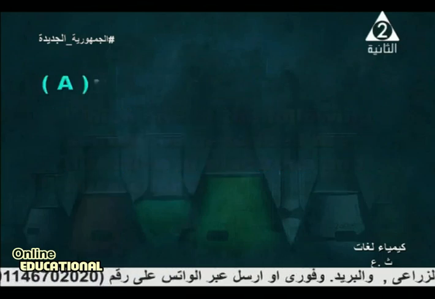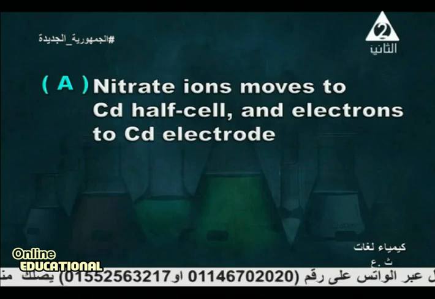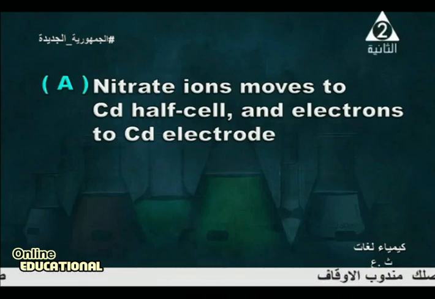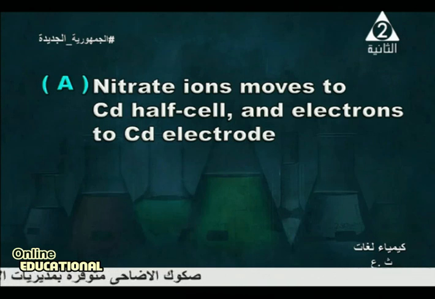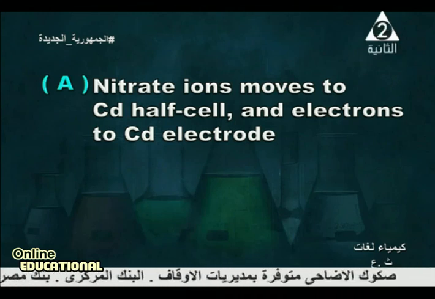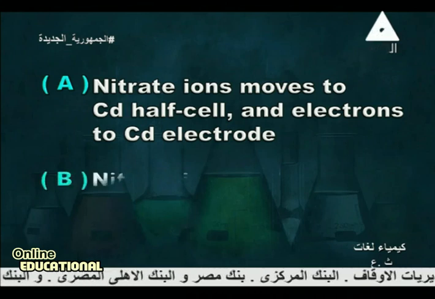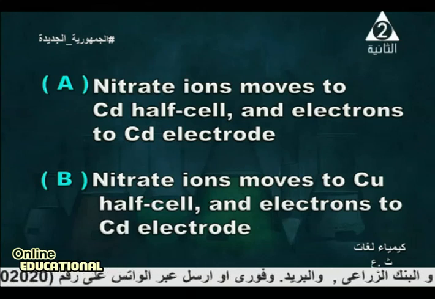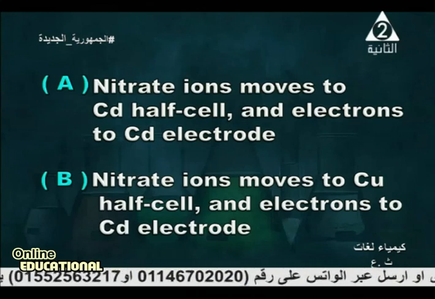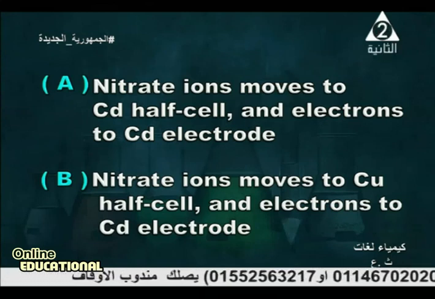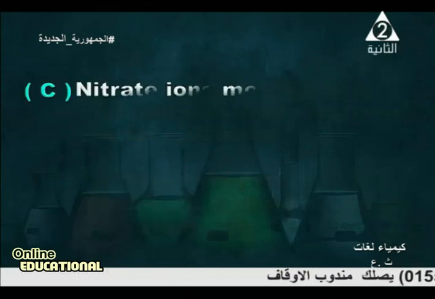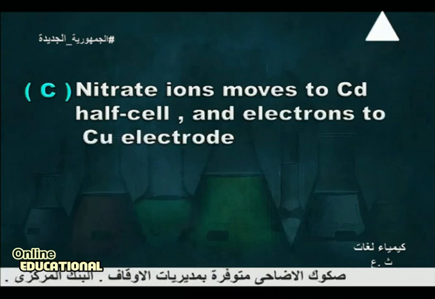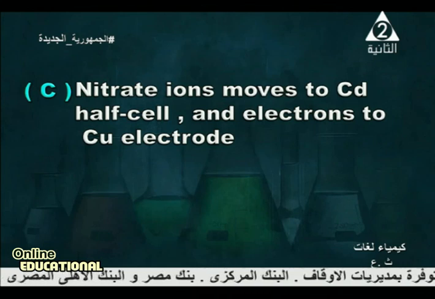I have here for the first choice, nitrate ions move to the Cd half cell and the electrons to the Cd electrode. Cd means cadmium. Number B, nitrate ions move to the copper half cell and the electrons to the cadmium electrode. Or number C, nitrate ions move to the cadmium half cell and the electrons to the copper electrode.